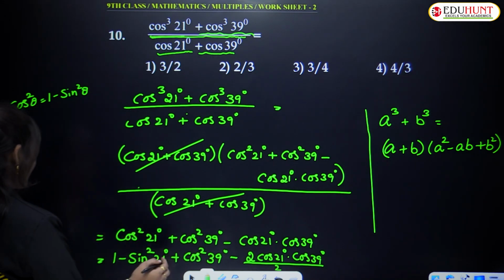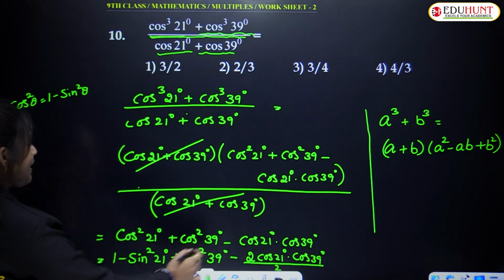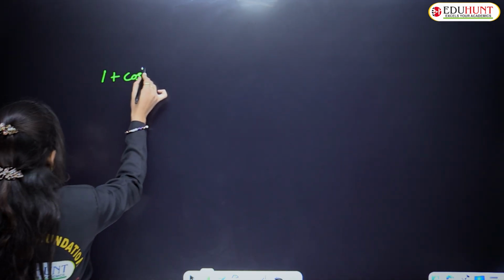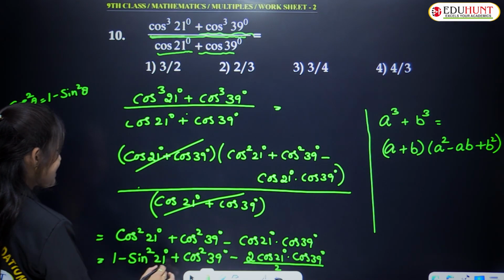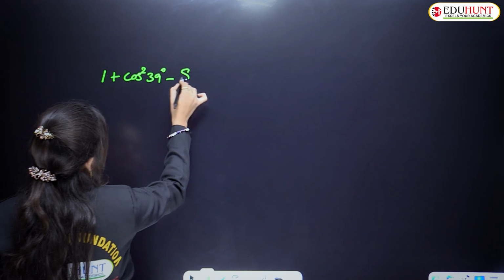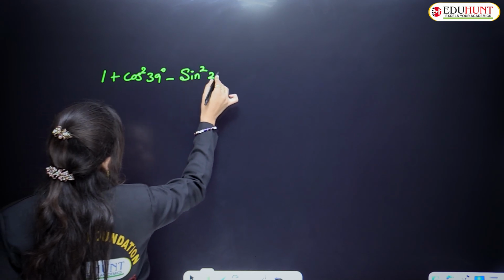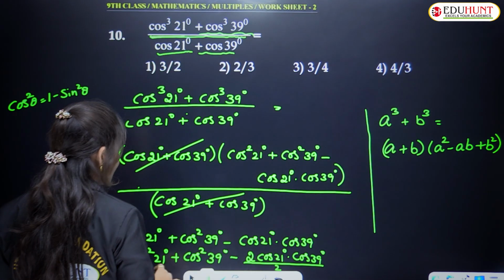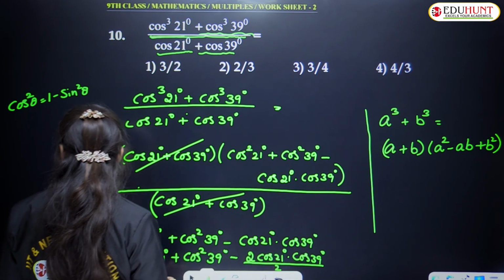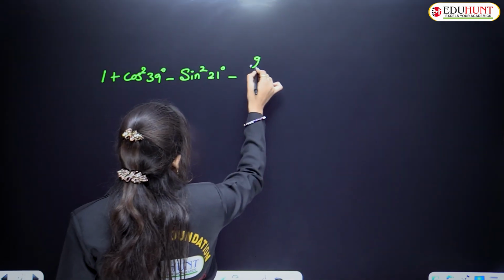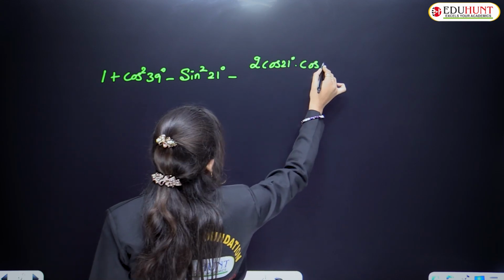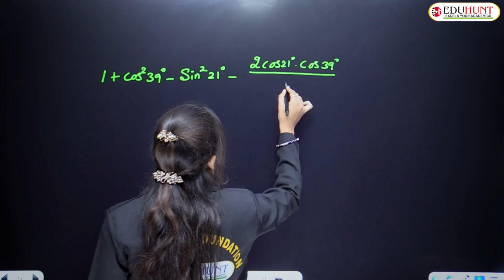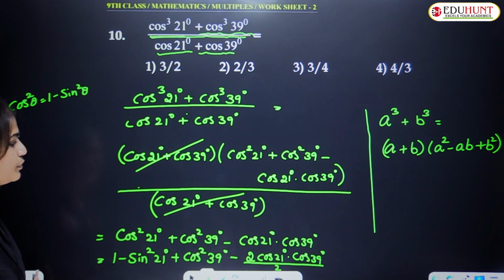Okay, so see here. This one I am going to write as 1 plus cos square 39 degrees minus sin square 21 degrees, and the leftover terms minus 2 cos 21 degrees into cos 39 degrees whole by 2. These are the leftover terms, no?